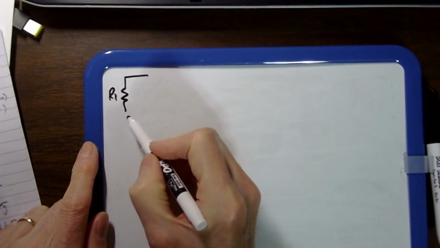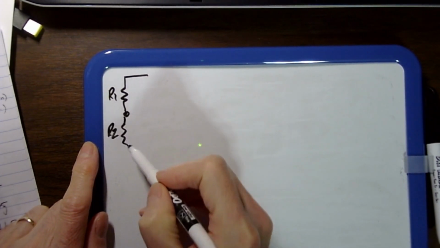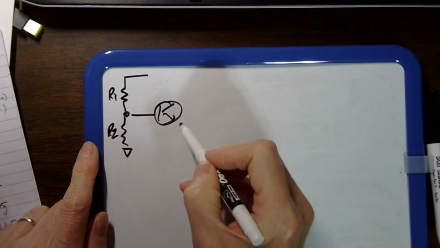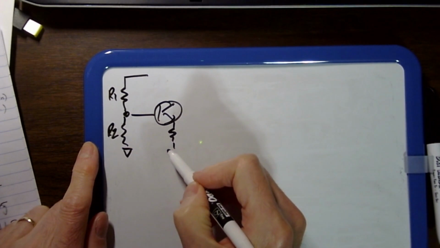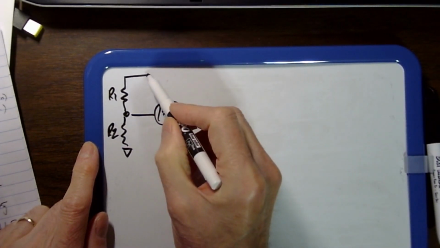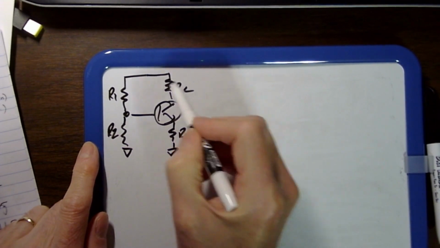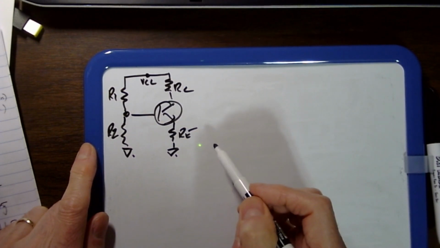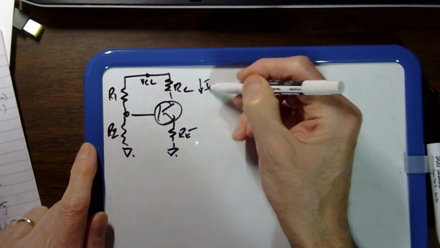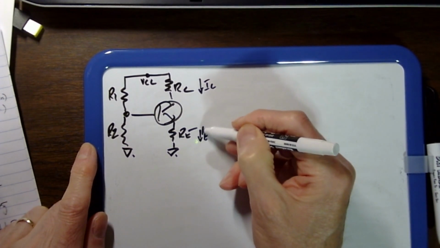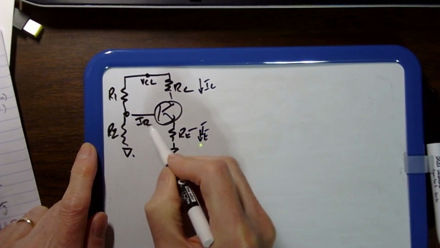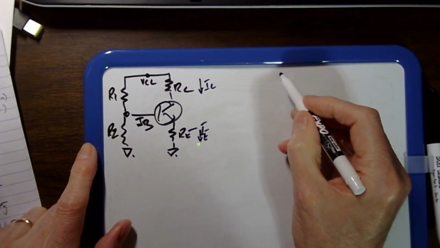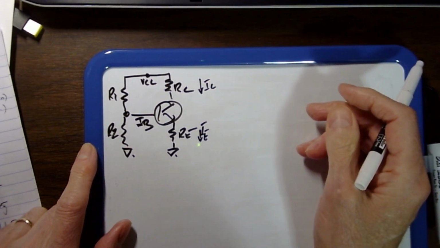You have R1, R2, ground, the transistor, RE, and here you have RC and VCC at the top. Ground, VCC. You have IC, IE, IE, and IB. Here I'm kind of following what's in Practical Electronics for Inventors.